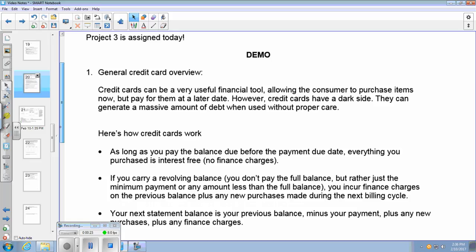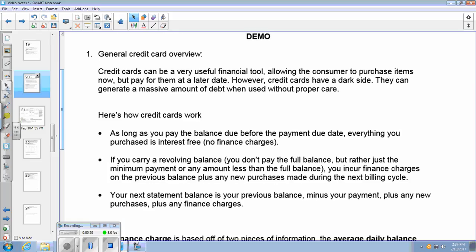And in our demo, we're going to start with a general credit card overview. All right, so credit cards can be a very useful financial tool. It allows the consumer to purchase items now, but pay for them at a later date. However, credit cards have a dark side. They can generate a massive amount of debt when used without proper care. And so here's how credit cards work.